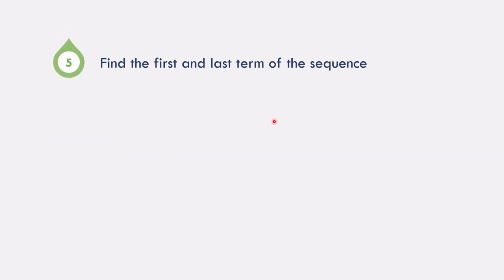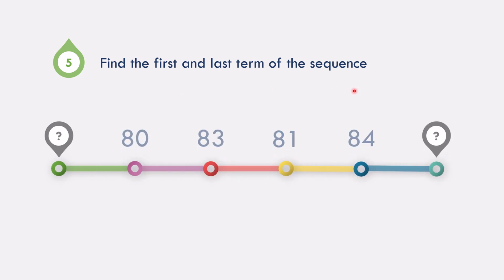Let us see what could be the first and then the last term of the sequence. We have the given: 80, 83, 81, and then 84. Let us see what could be the pattern to get that number. So 80 plus 3 is 83. And then from 83, we need to subtract 2. So 83 minus 2 is 81. 81 plus 3 is 84. As you can see with the pattern, we add by 3, subtract by 2.